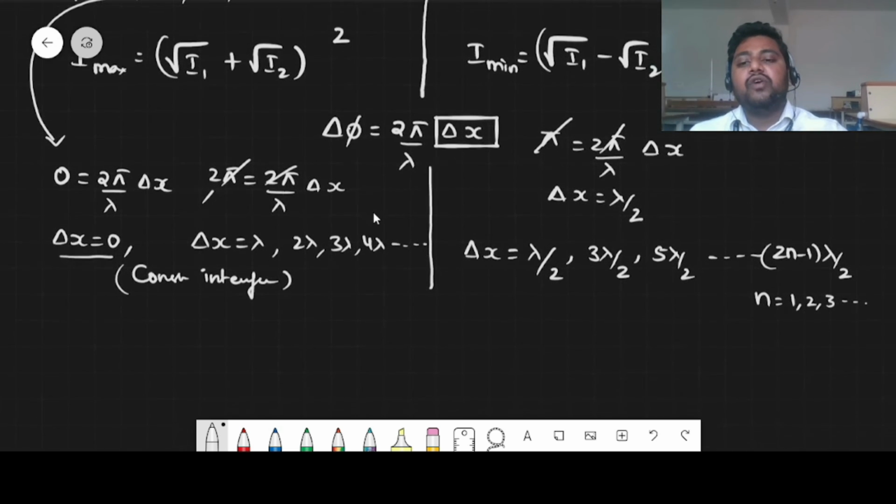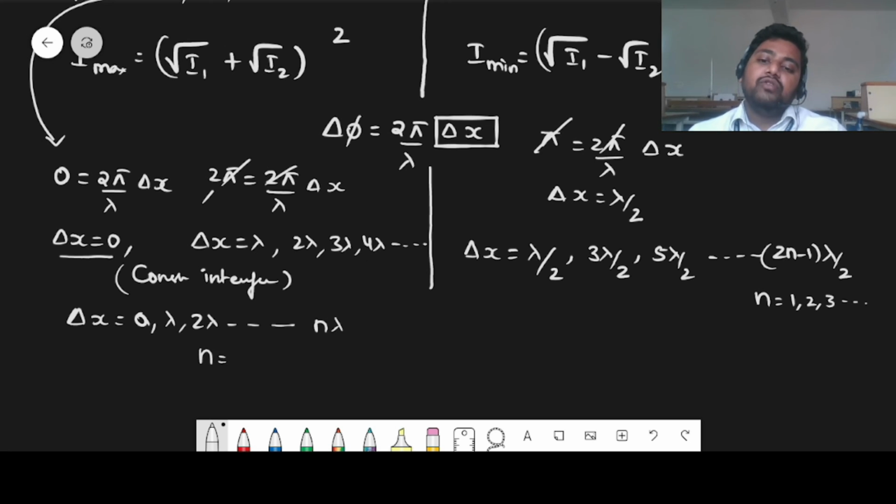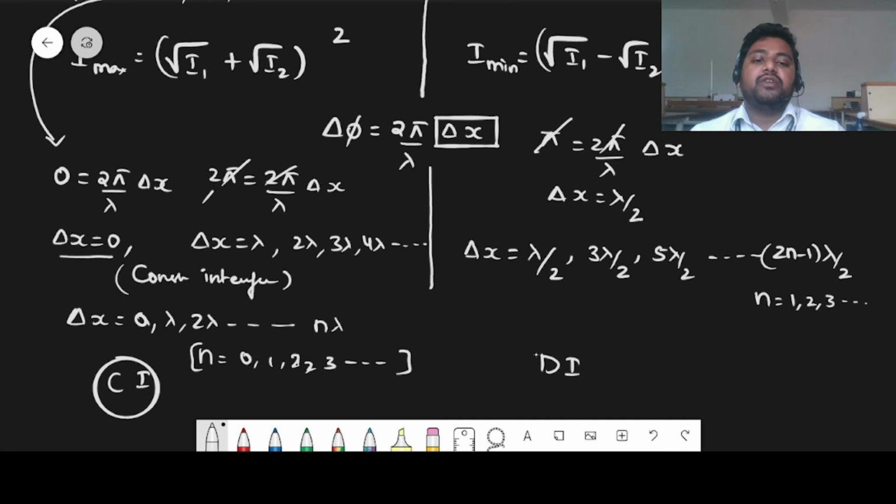You can write a general formula here as well. When delta x is equal to 0, lambda, 2 lambda and so on, n lambda, where n ranges from 0, 1, 2, 3, in all these positions you will have a constructive interference, and here you will have a destructive interference. I hope you understood constructive interference and destructive interference clearly.